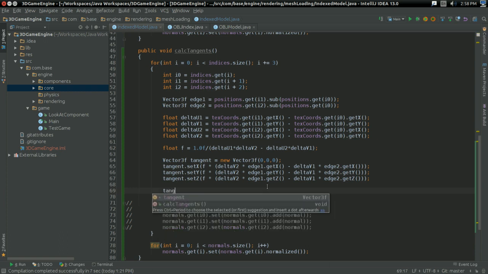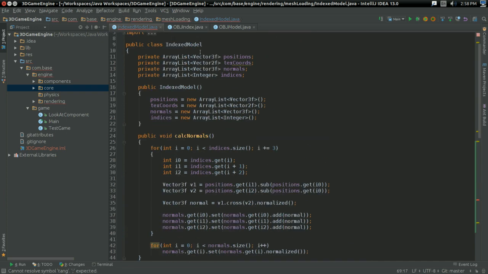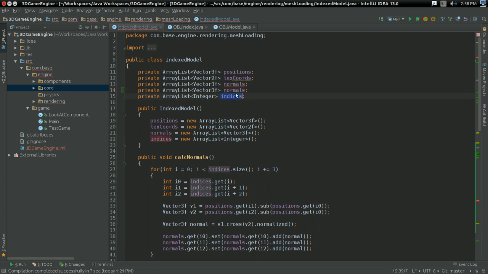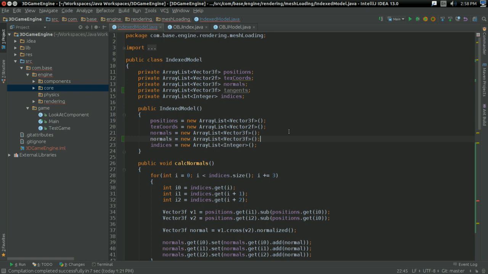So what I'm going to do is take the tangent that already exists, which I don't have yet. That'd be kind of important. I'm going to create an array list of tangents, just like the array of normals, except it's for tangents.